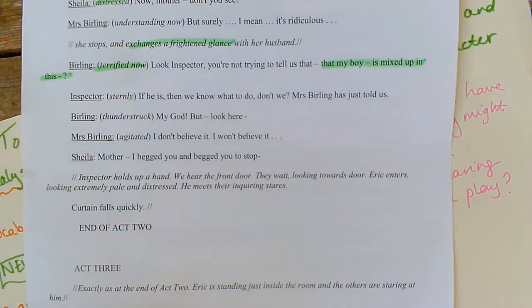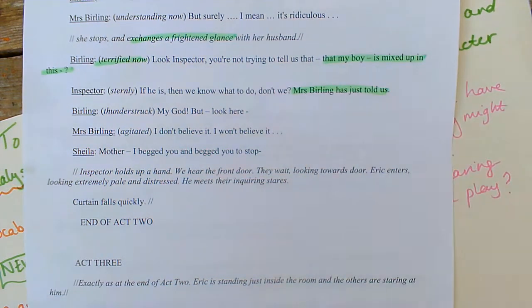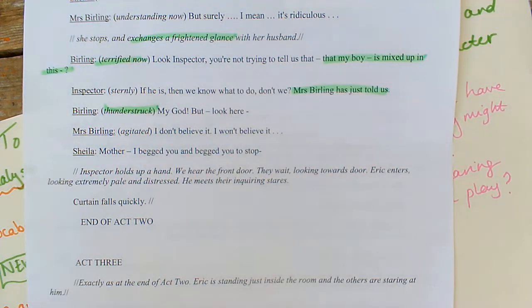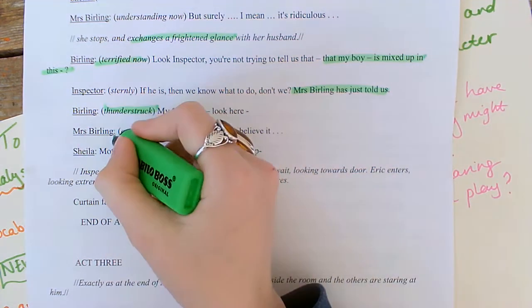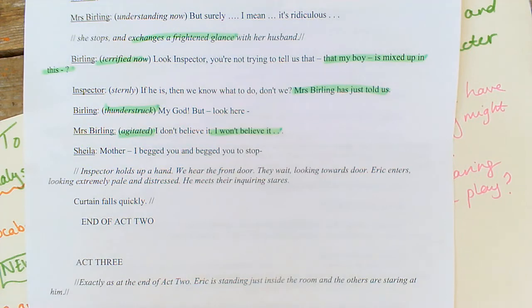The Inspector says sternly, "Well, if he is, then we know what to do, don't we?" Mrs. Birling has just told us: let's make Eric entirely responsible. Let's make Eric publicly confess his responsibility. There'll be a massive scandal then, Mr. and Mrs. Birling. Mr. Birling is thunderstruck, totally gobsmacked and shocked. "My God, but look here." Mrs. Birling, again agitated: "I don't believe it. I won't believe it." And Sheila says, "Mother, I begged you and begged you to stop." The Inspector holds up a hand.